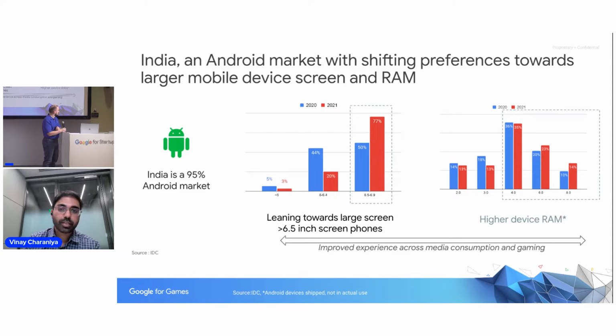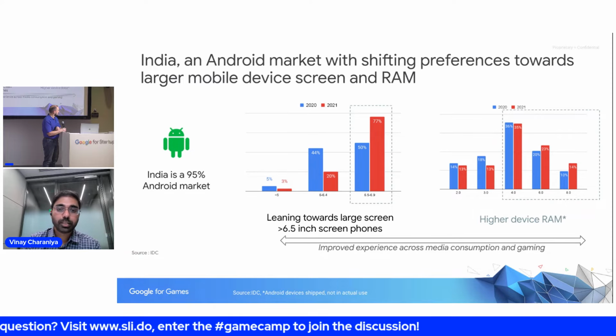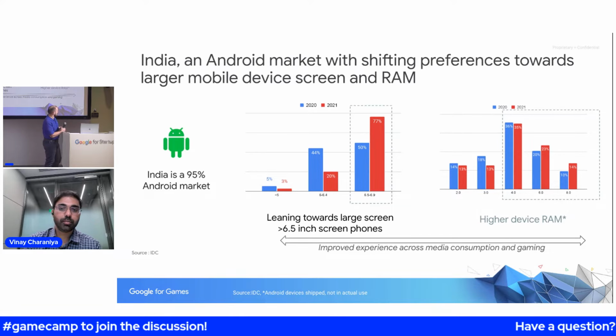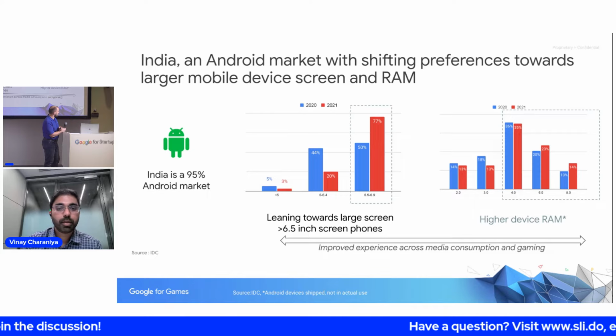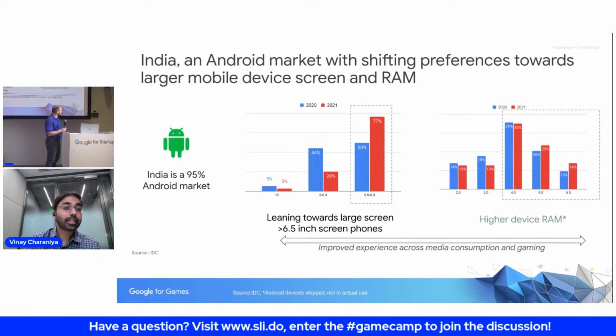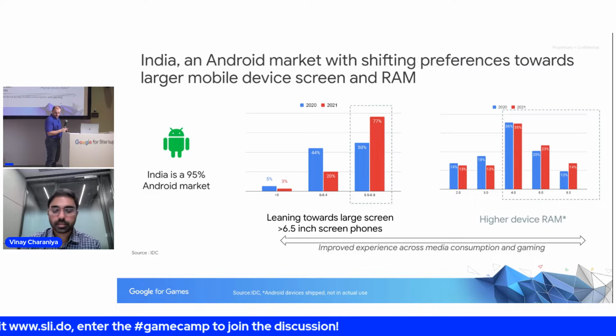And if I were to look at devices that were shipped in 2021, we see close to 60-65% of devices had 4 GB RAM or higher. So these are large screen devices with significantly fast memory as well as RAM, essentially making it an excellent experience for media consumption as well as for gaming. And that's exactly why we've seen a massive boom in both these industries as well.